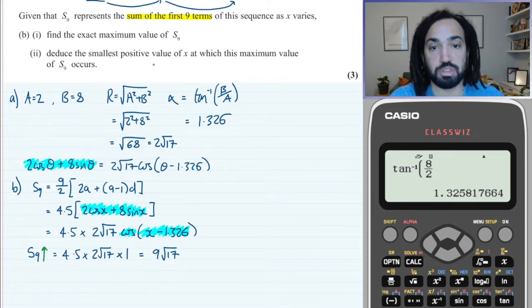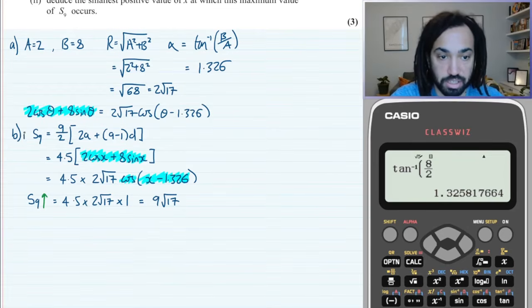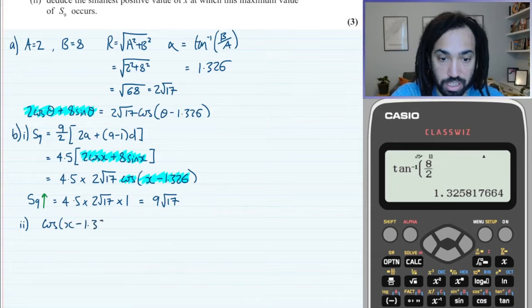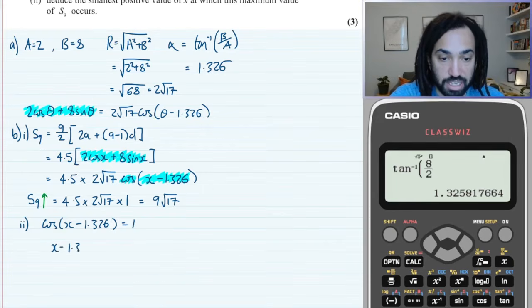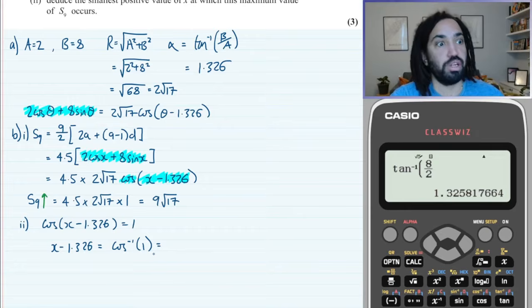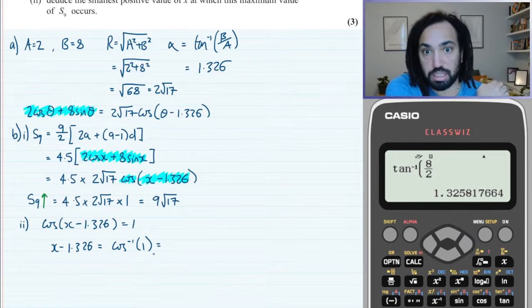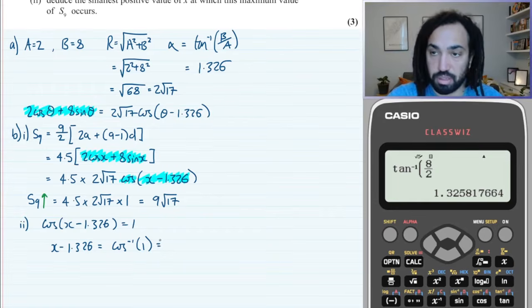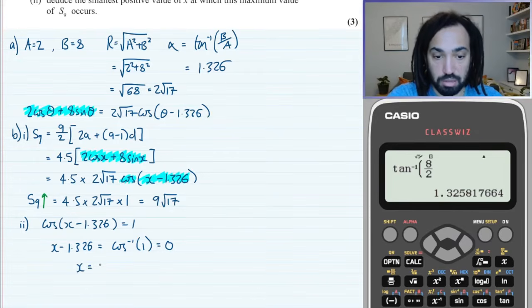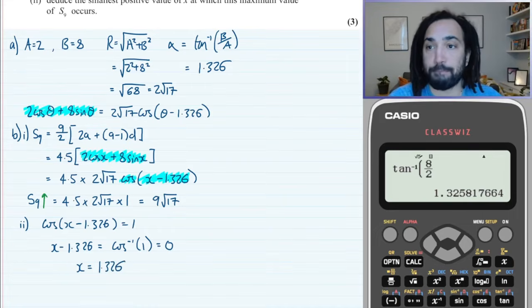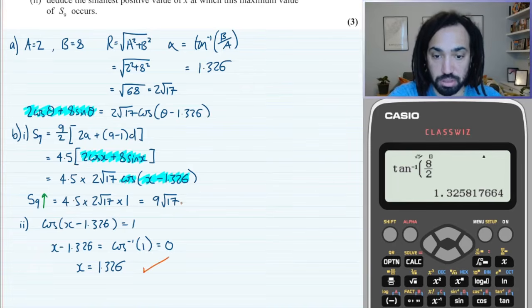Okay. And now it says deduce the smallest positive value of x for which this maximum value occurs. Well, once again, when I'm maximizing this function for S9, I want cos of x minus 1.326 to equal 1. That's where my maximum occurs. So trying to solve this equation for x is going to give me cos to the minus 1 of 1. And we know that cos to the minus 1 of 1 is 0. So therefore x is equal to 1.326 by solving that equation. Bosh. Great question, that.